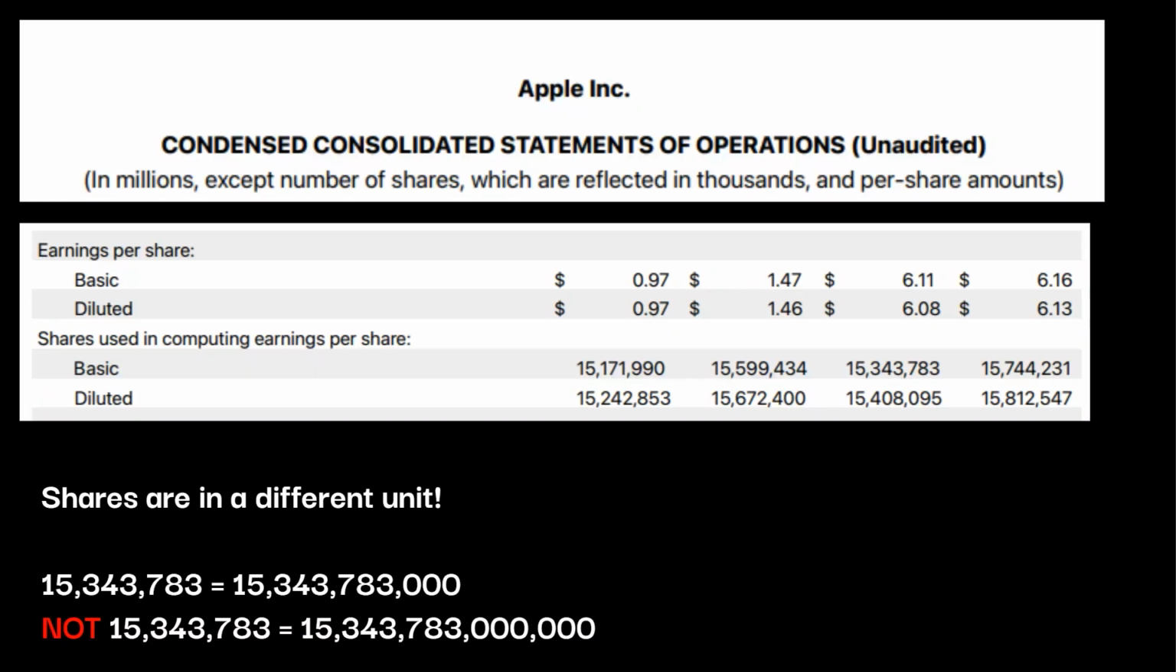So here's the shares section, right? And one thing to note is shares are in a different unit. If you take a look at Apple's, it says in millions, except number of shares, which are reflected in thousands, and per share amounts. So if you take our value over here, 15,343,783, all you do is add 3 zeros. It will not be 6 zeros as we did with every other number on this sheet. So that's super important to know. Otherwise, you're going to have different calculations for your earnings per share.